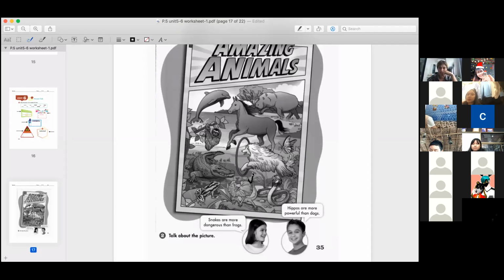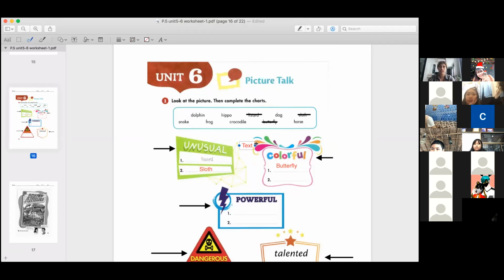Nice job. What other animal seems to be colorful? We did the lizard was unusual, the sloth was unusual, the butterfly is colorful. Frog. Yes, the frog seems to have many colors as well. Very good. So we're going to put frog in colorful. Which two animals are colorful? Butterfly and frog. Nice work.